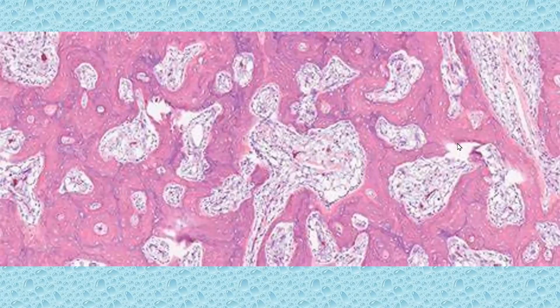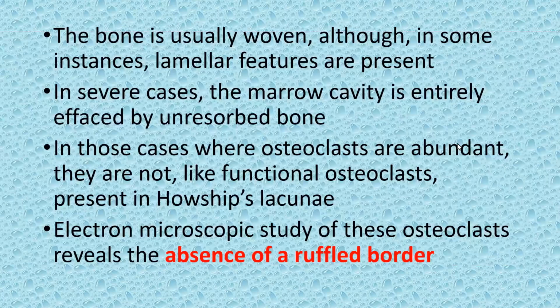The bone is usually woven, although in some instances, lamellar features are present. Why do we have woven bone? Because it is not remodeled bone. What happened is that there is no remodeling along the line of stress. So the bone is weaker than usual. You get fractures.